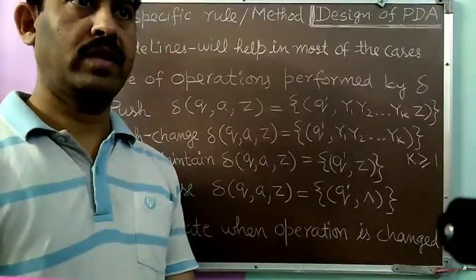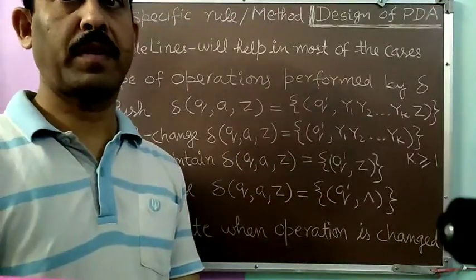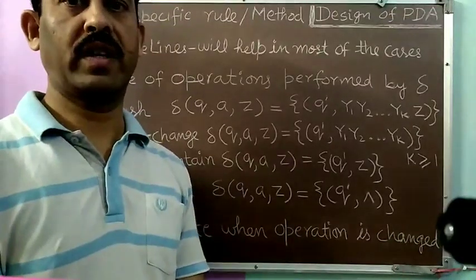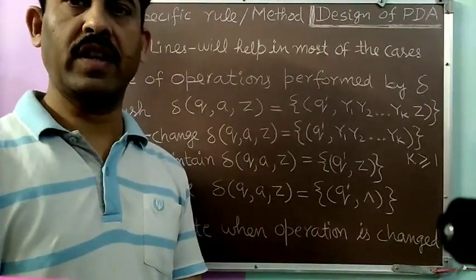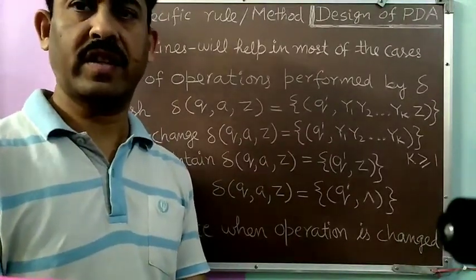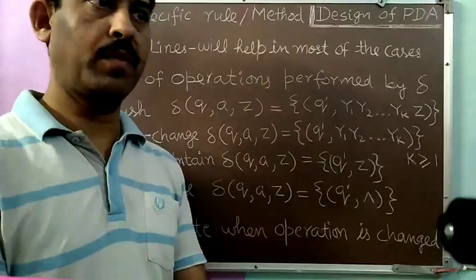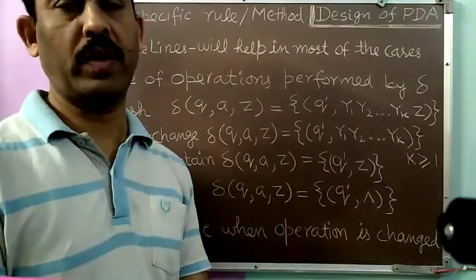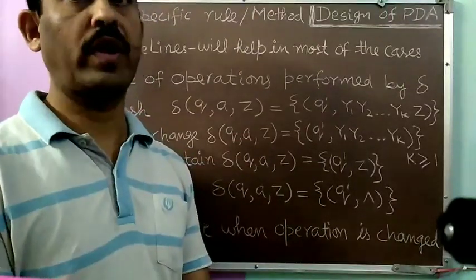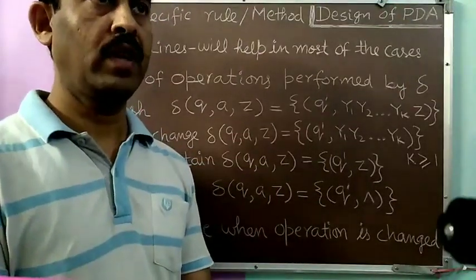In the last two sessions, we have discussed some preliminary basic concepts related to push-down automata, like its definition, its nature, its acceptance criteria, etc. So now we have come to the design of push-down automata. We will try to design the push-down automata corresponding to a given language.